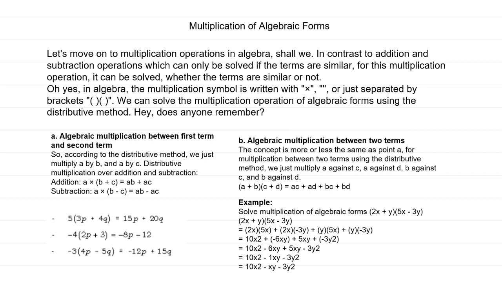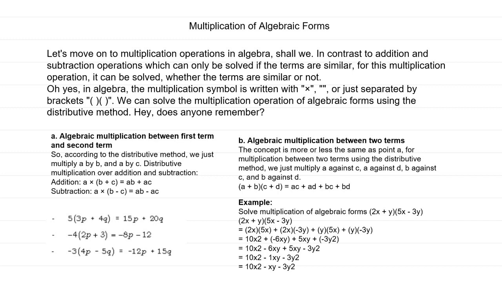Next, multiplication of algebraic forms. Let's move on to the multiplication operation in algebra, shall we? In contrast to addition and subtraction, which can only be solved if the terms are similar, the multiplication operation can be solved whether the terms are similar or not. Oh yes, in algebra, the multiplication symbol is written with x or just separated by brackets. We can solve the multiplication of algebraic forms using the distributive method.